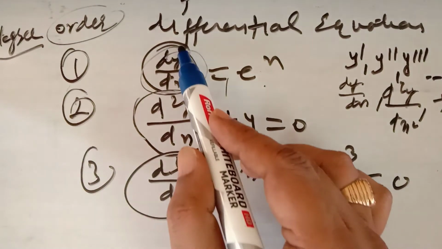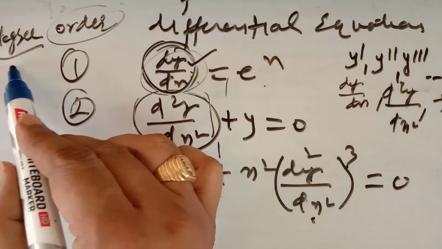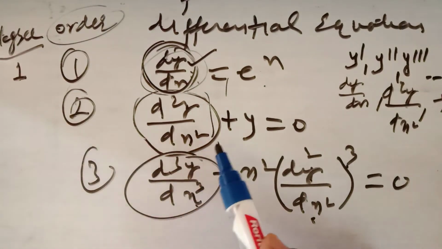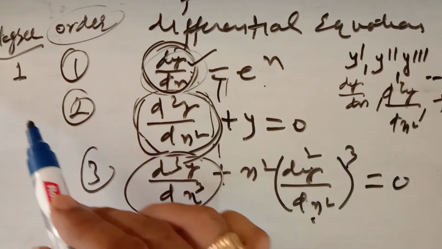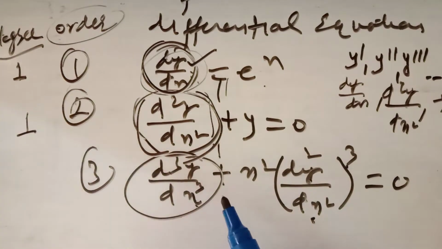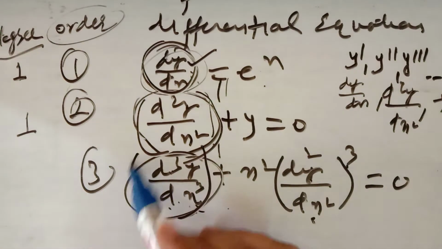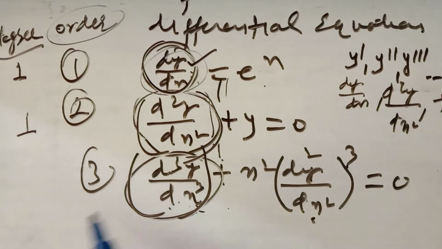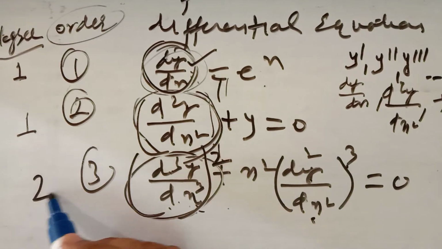Now the degree of this: the power of the highest derivative, dy/dx, is 1, so its degree is 1. The highest derivative is the second derivative and its power is 1, so its degree is also equal to 1. Now the highest derivative here is d cube y upon dx cube and its power is 1, so its degree is 1. Suppose its power is 2, if there is a power on it, then its degree will be 2.